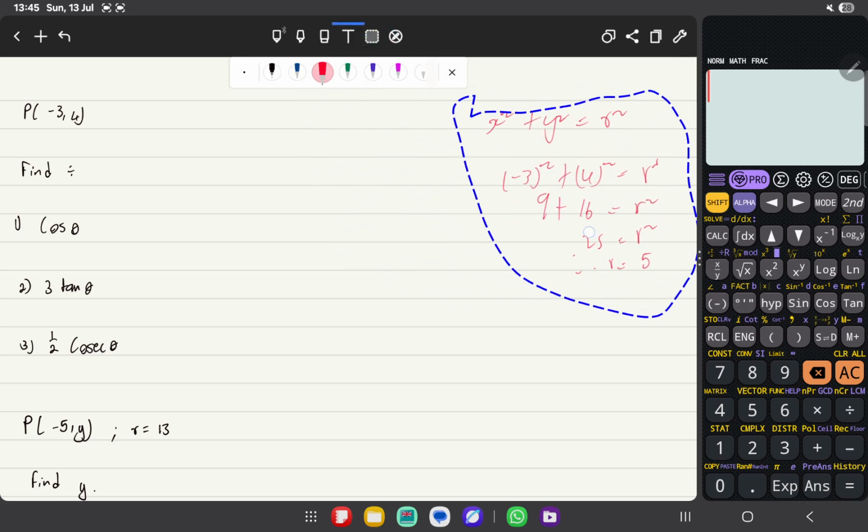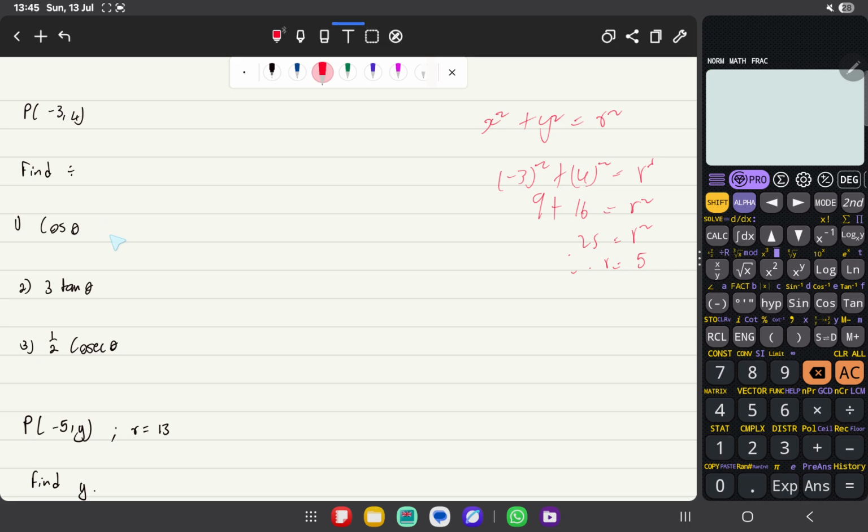And it's very important also to show this in your workings. And then here you say cos is x over r, which is minus 3 over 5. Then tan theta, tangent is what? Y over x, and that is going to be y is 4, x is minus 3, so you're going to have minus 4 over 3.